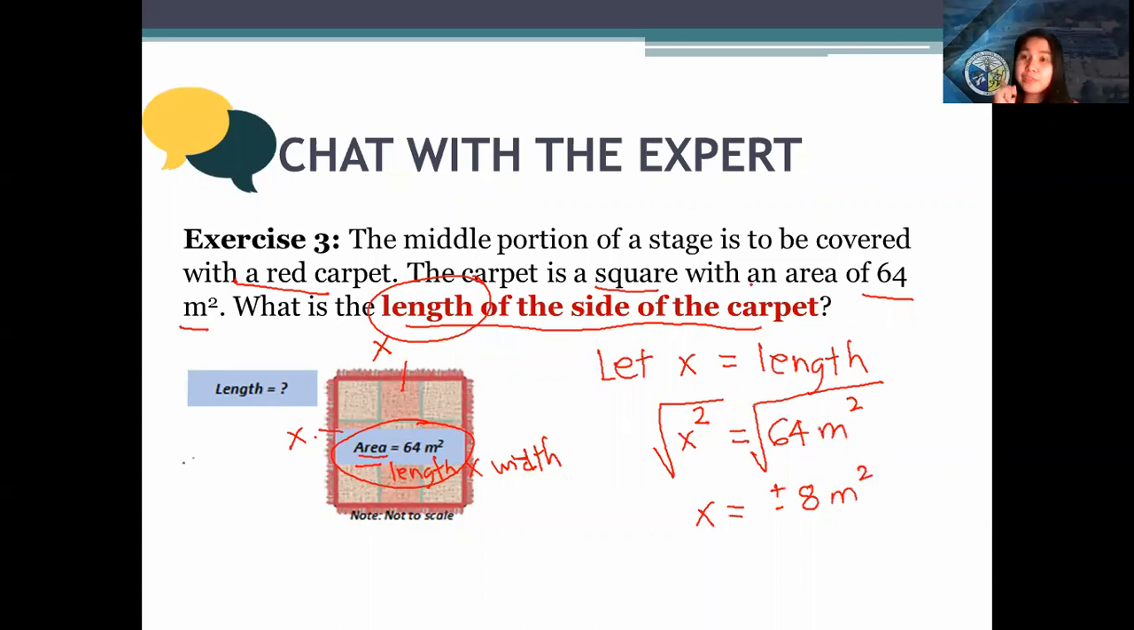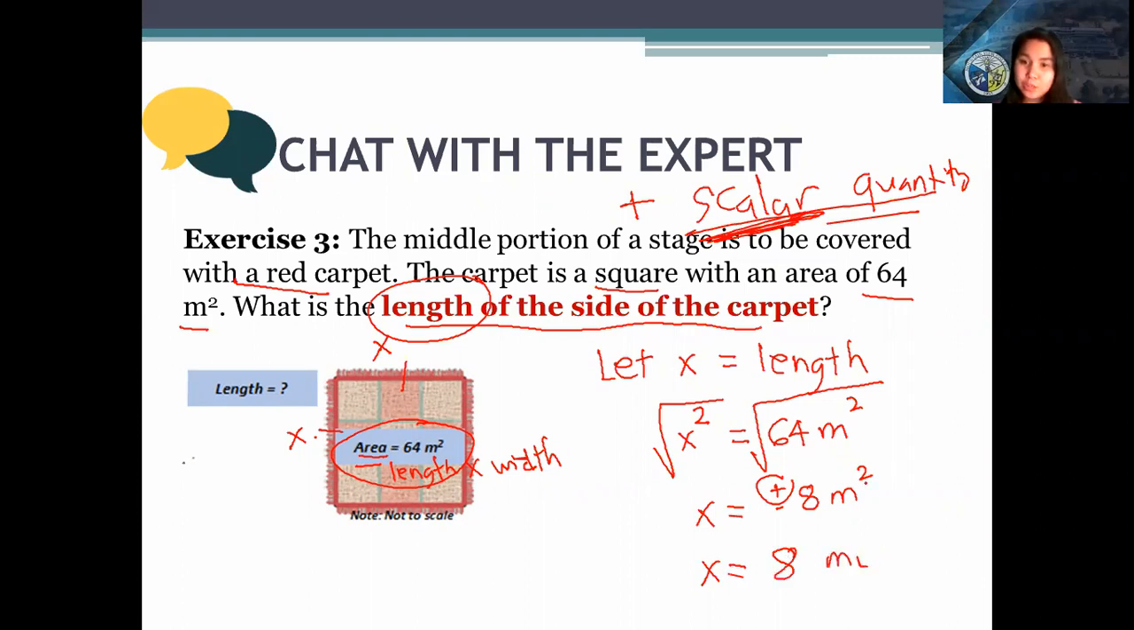But remember, this is a scalar. You have it in physics also. What do you mean by scalar? If you say scalar quantity, these are measures that are always positive. It means it will never be negative. Measurements are scalar quantities. Remember, di ba? When you measure something, you don't say negative 8 meters. You just take the positive answer. So the final answer will be, the length is 8 meters. You drop the negative.